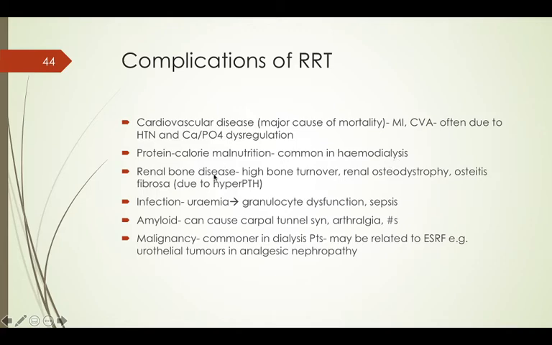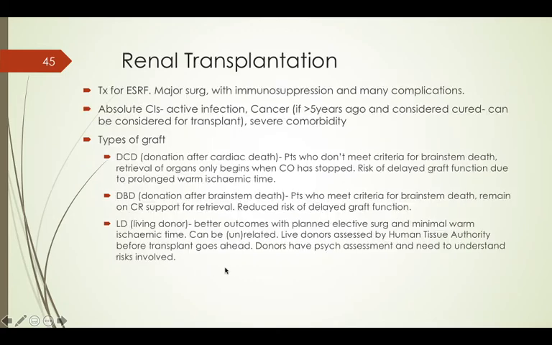Renal bone disease can often be just related to CKD as well. Infection, amyloid deposits can cause carpal tunnel syndrome, arthralgia, as well as fractures, and malignancy is also very common and can be common in dialysis patients. Can be related also to end-stage renal failure, often in patients taking a lot of analgesia. Urothelial tumours can be quite common.